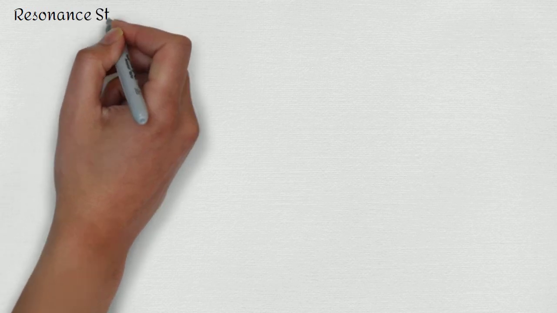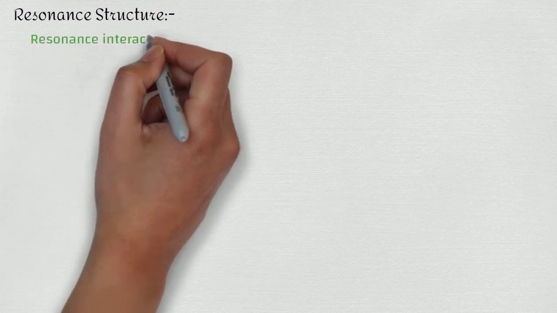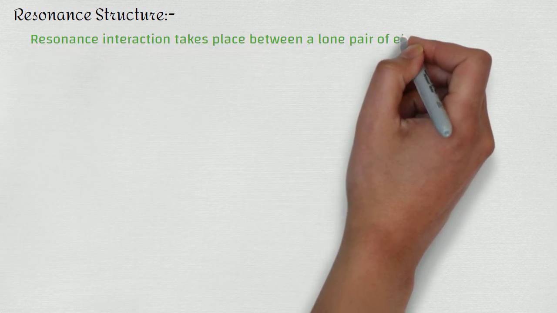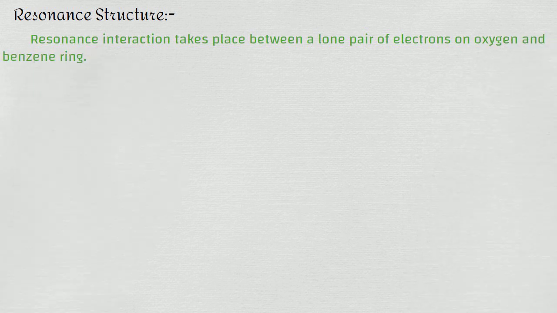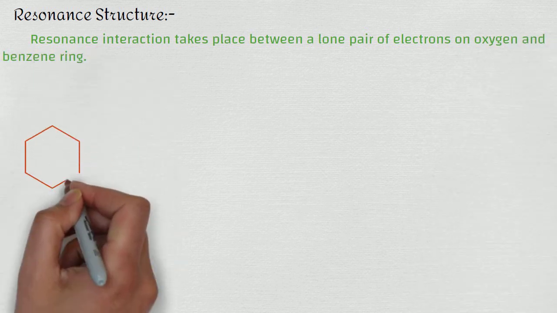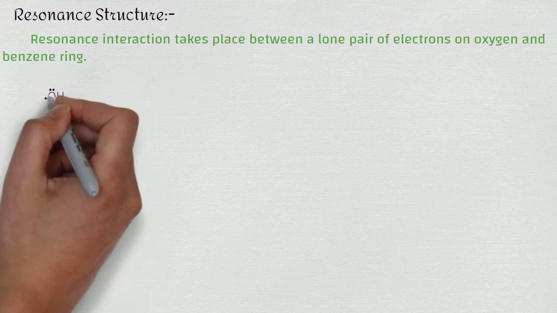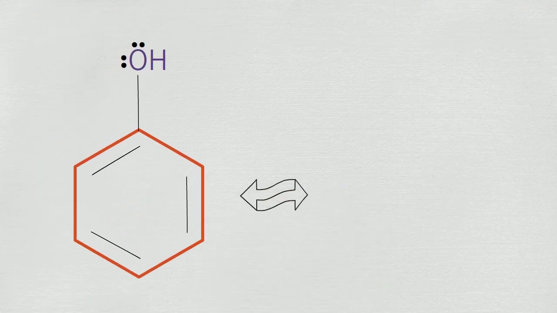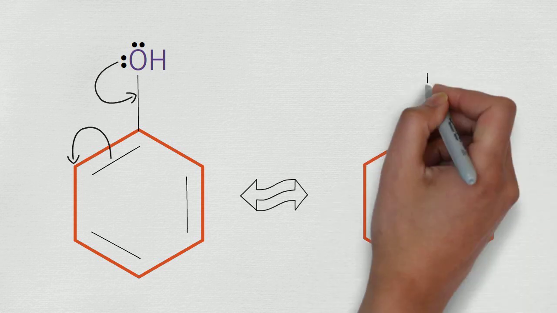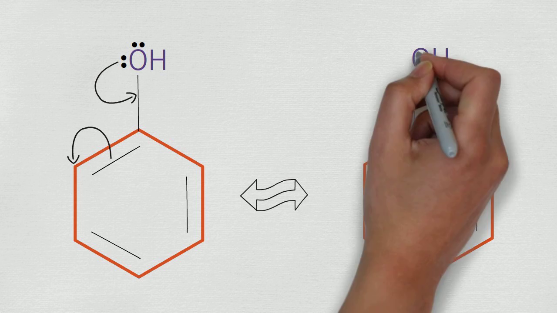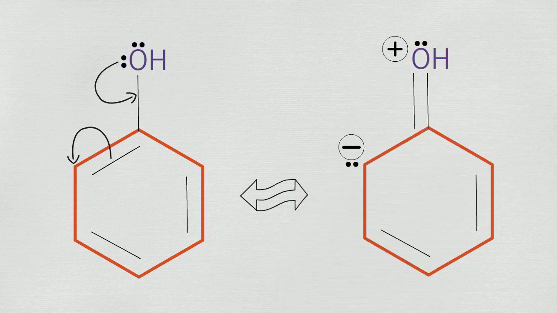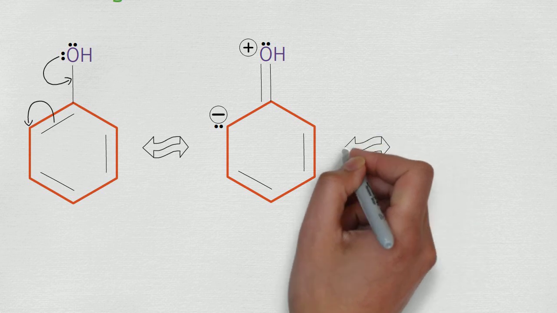The next structure of phenol we are going to discuss is the resonance structure. See, in phenol, a resonance interaction takes place between the lone pair of electrons on the oxygen atom and the benzene ring, as shown in the resonating structures. So here in phenol, the lone pair of electrons from oxygen gets converted into a double bond between the oxygen atom and carbon atom, and due to electron-electron repulsion, the pi electrons from the pi bond get converted into electrons on the benzene ring.